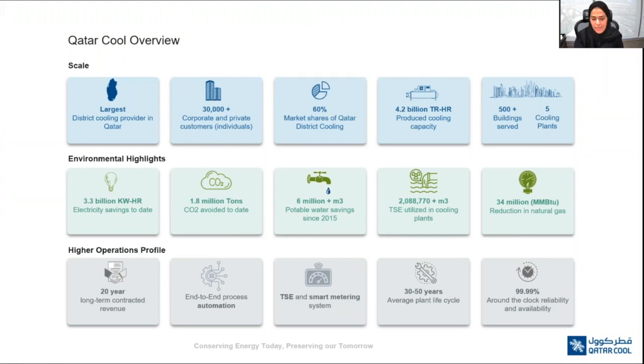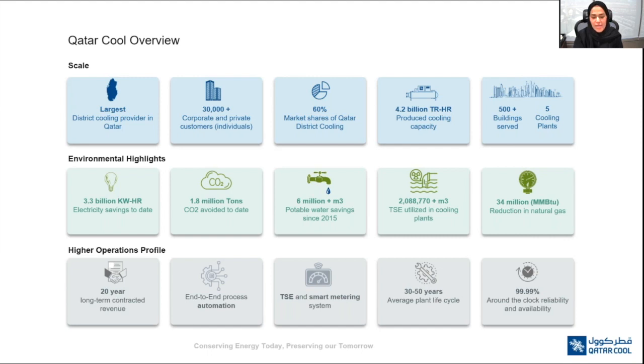I'll start by talking a little bit about Qatar Cool. Who is Qatar Cool? What do we do? Qatar Cool is the largest district cooling provider in Qatar, with more than 30,000 corporate and private customers. We own 60% market share of Qatar district cooling with a cooling capacity of 4.2 billion ton refrigerant hours, produced by 5 plants to serve more than 500 buildings.